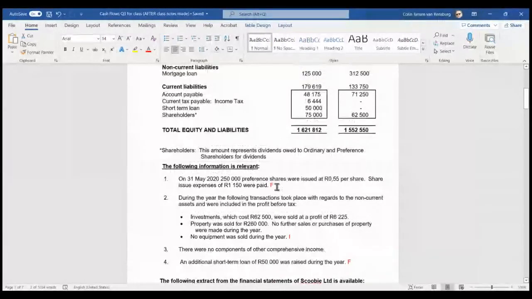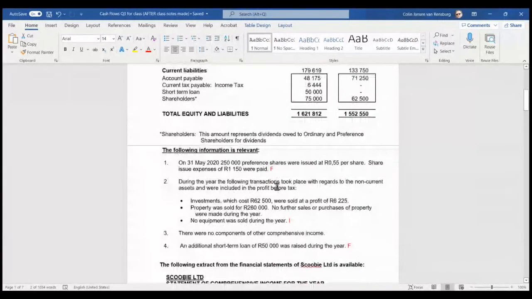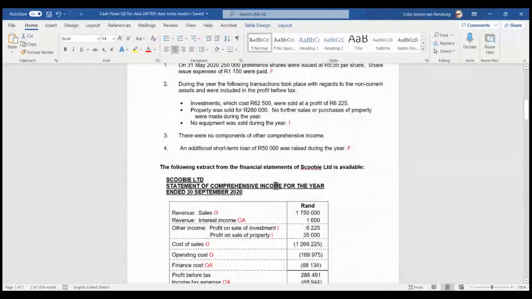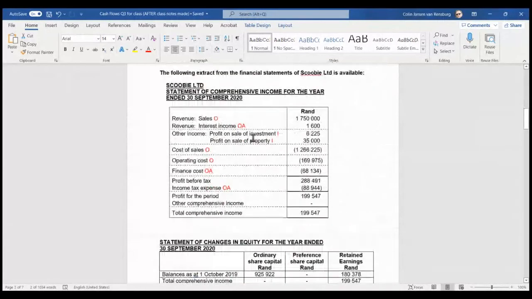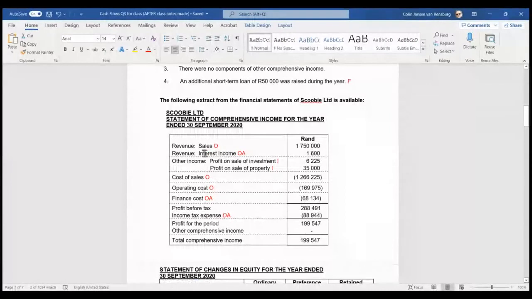What was I looking at? Oh yeah, I was looking at the statement of comprehensive income. Is there any dividend income amongst our revenues there? Yes or no? No, no, no, no. Thank you, ladies and gents.